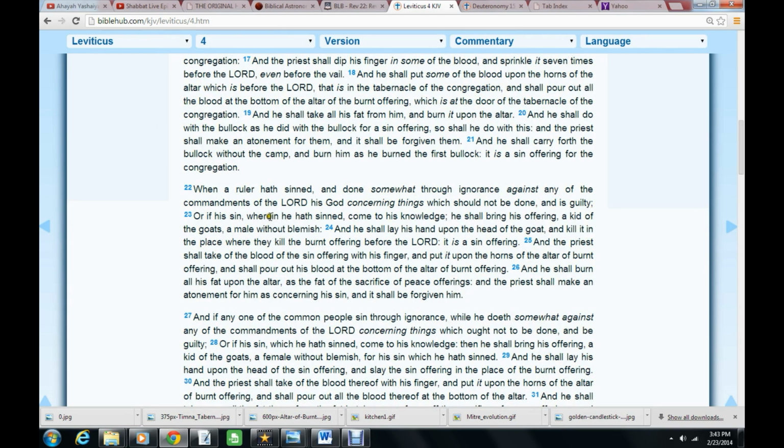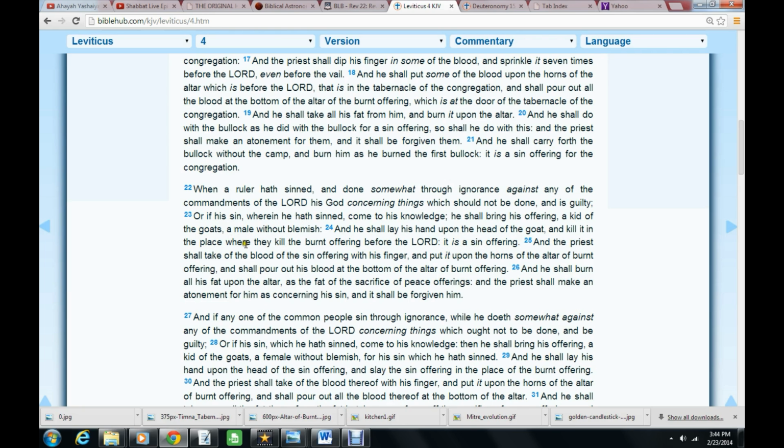When a ruler has sinned and done somewhat through ignorance against any of the commandments of the Most High, his creator, concerning things which should not be done, and is guilty, or if his sin wherein he has sinned come to his knowledge, he shall bring his offering, a kid of the goats, a male without blemish. And he shall lay his hand upon the head of the goat, and kill it in the place where they kill the burnt offering before the Most High. It is a sin offering.